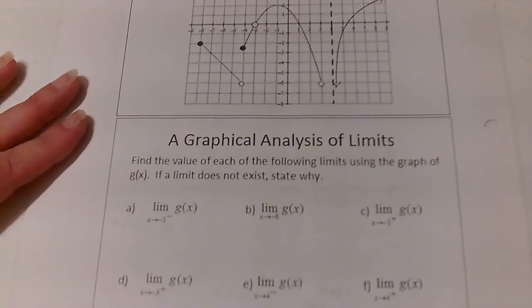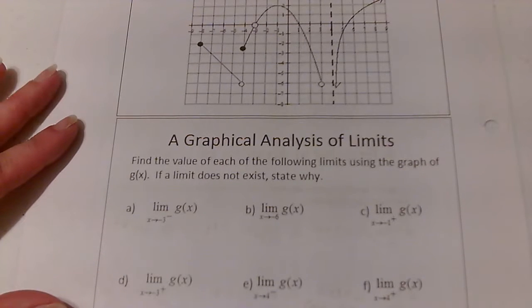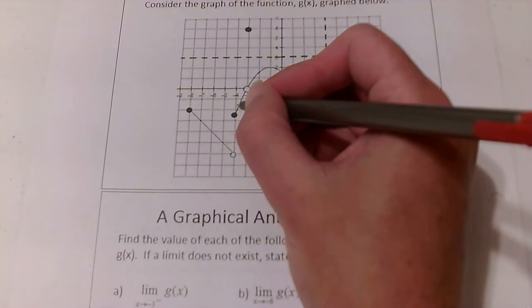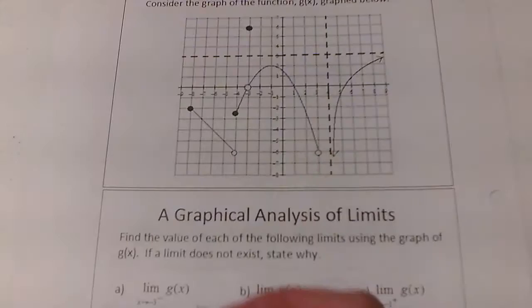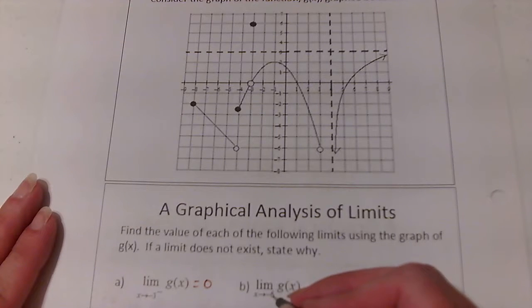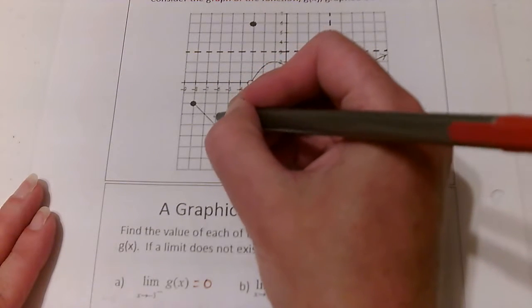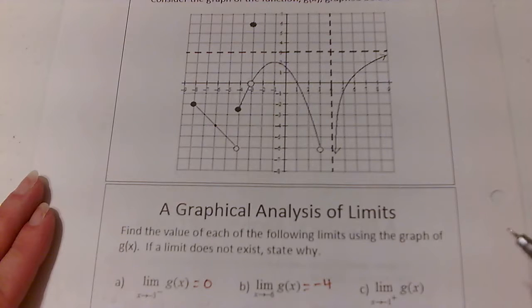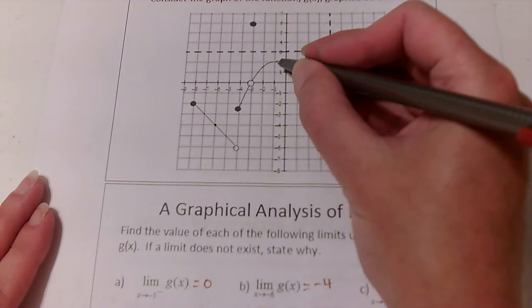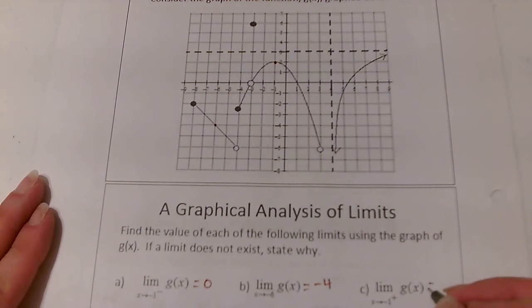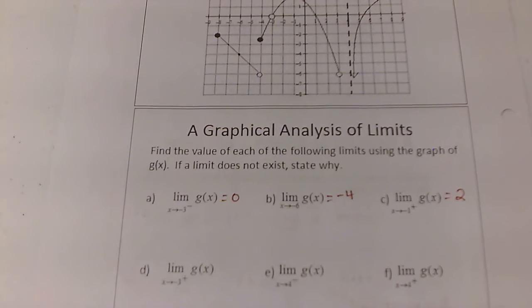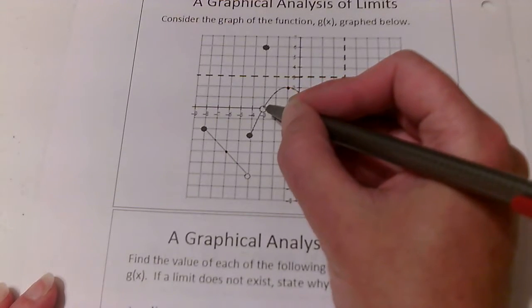Take another one. The limit as x approaches negative 3 from the left. Here's when x is negative 3. From the left side, it's approaching that hole, which is 0. When x approaches negative 6, that's right there, that point. Negative 4. X approaches negative 1 from the right. That's a 2. X approaches negative 3 from the right. It still approaches 0.